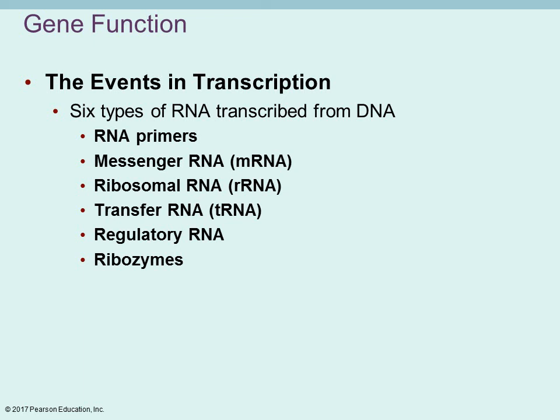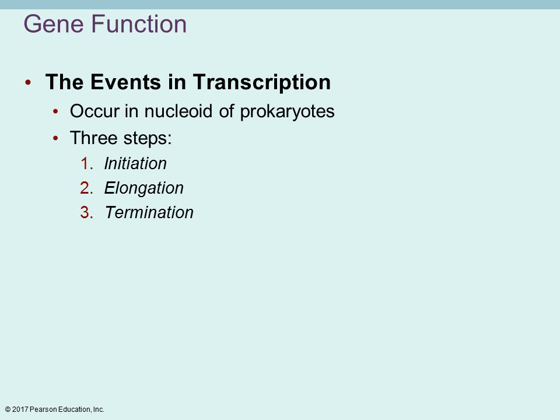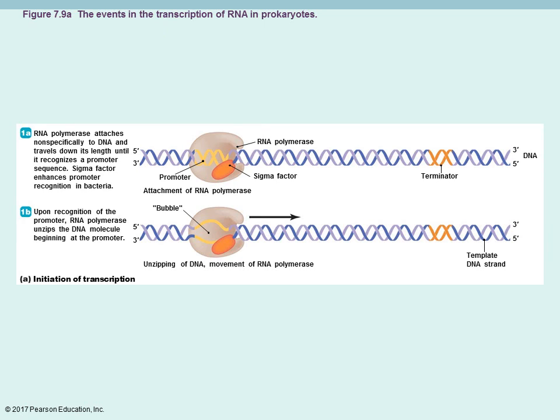For transcription and translation, it's going to involve different types of RNA. We're going to focus on just certain ones of these. For prokaryotes, transcription, using DNA as a template to make RNA, is going to occur obviously in the cytoplasm because that's all it has, but it's going to be in the nucleoid region where that DNA is, which makes sense because you have to use the DNA as a template. There are three basic steps: initiation, elongation, and termination involved with transcription.